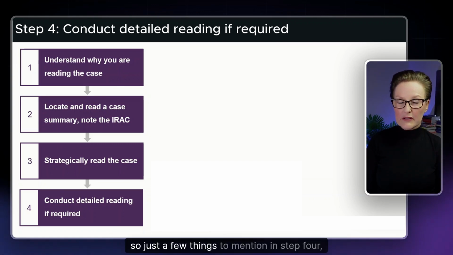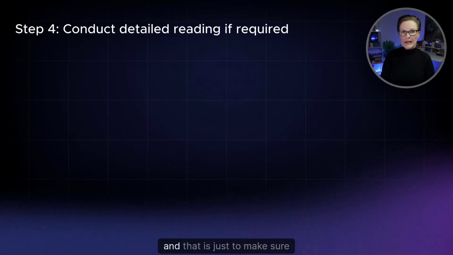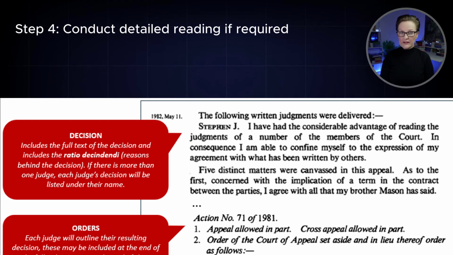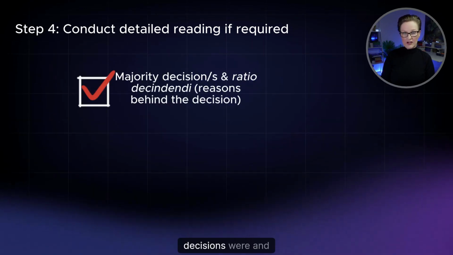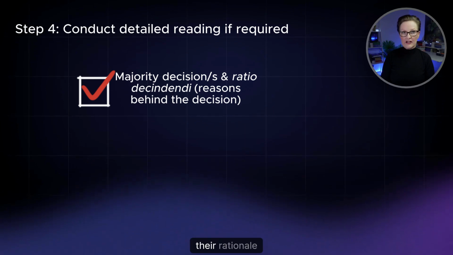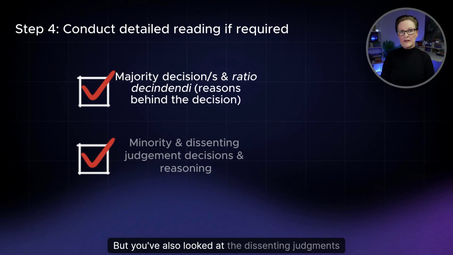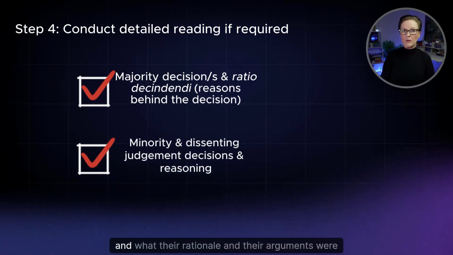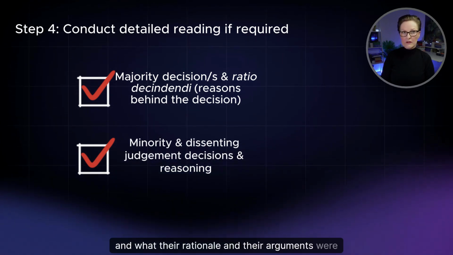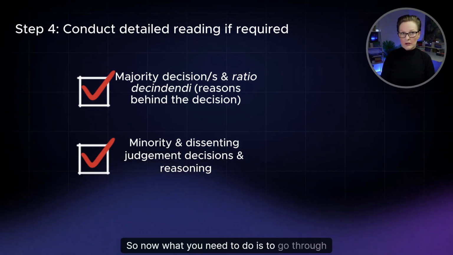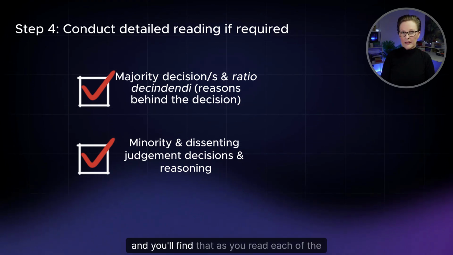Okay, so just a few things to mention in step 4, and that is just to make sure that you've looked at the different judgments from the case and that you have an understanding of what the majority decisions were and their rationale for their decision, but you've also looked at the dissenting judgments and what their rationale and their arguments were.